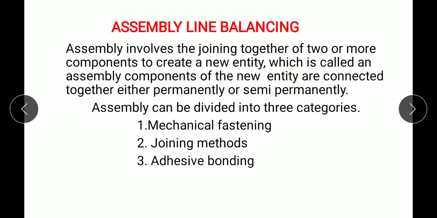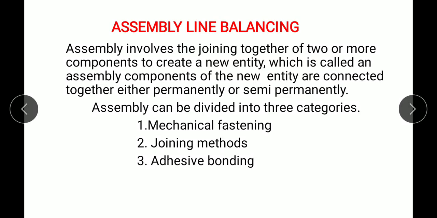Start second unit, so that is part B. So that is assembly line balancing. The name of the second part is assembly line balancing. So first, what is assembly? Assembly is nothing but joining of two or more components. So finally we will get a single component. That component is considered as assembly. So assembly is nothing but a joining process.